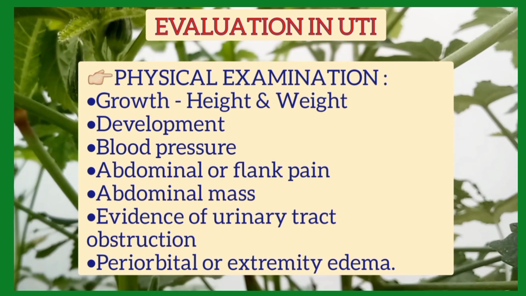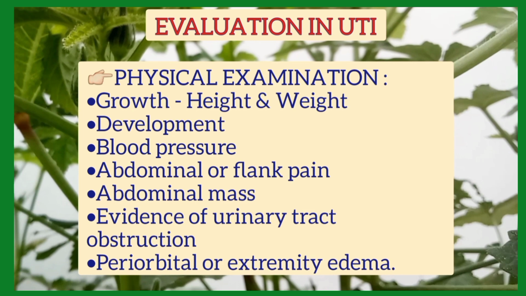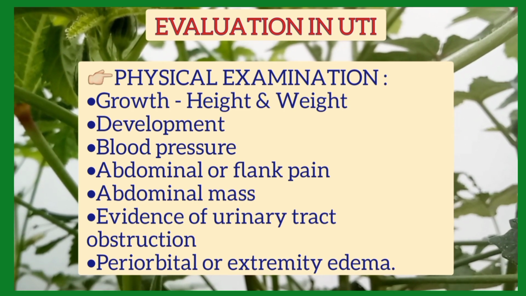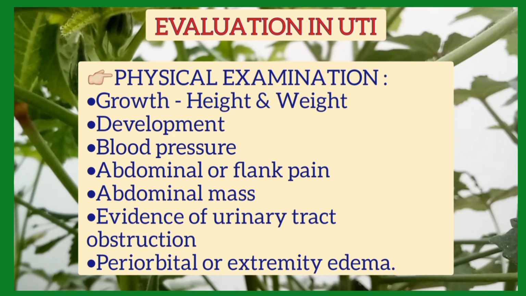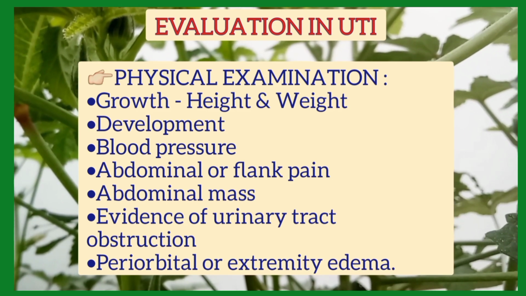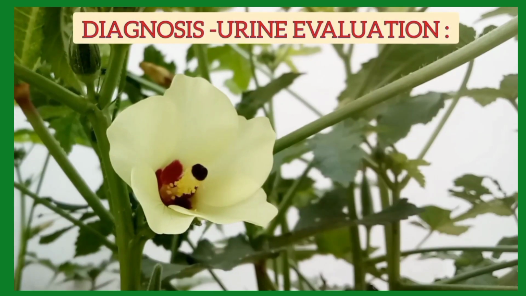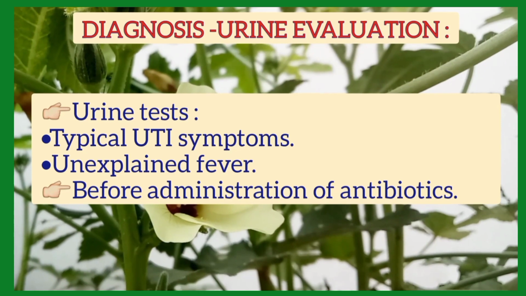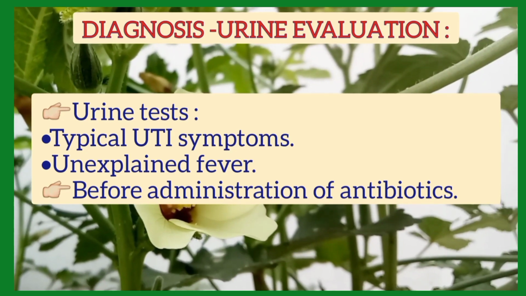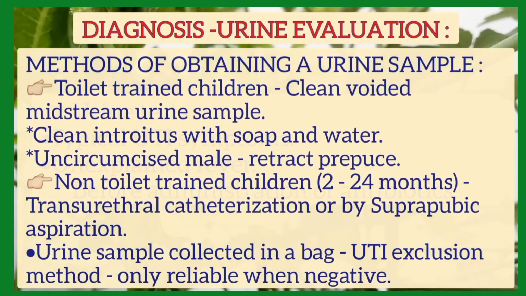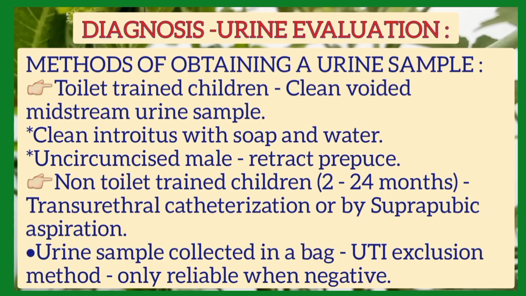On physical examination, note growth, height and weight, development, blood pressure, abdominal or flank pain, abdominal mass, evidence of urinary tract obstruction, and periorbital or extremity edema. Now, urine test should be done in case of typical UTI symptoms and unexplained fever, and this should be done before administration of antibiotics. Now, the methods of obtaining a urine sample.